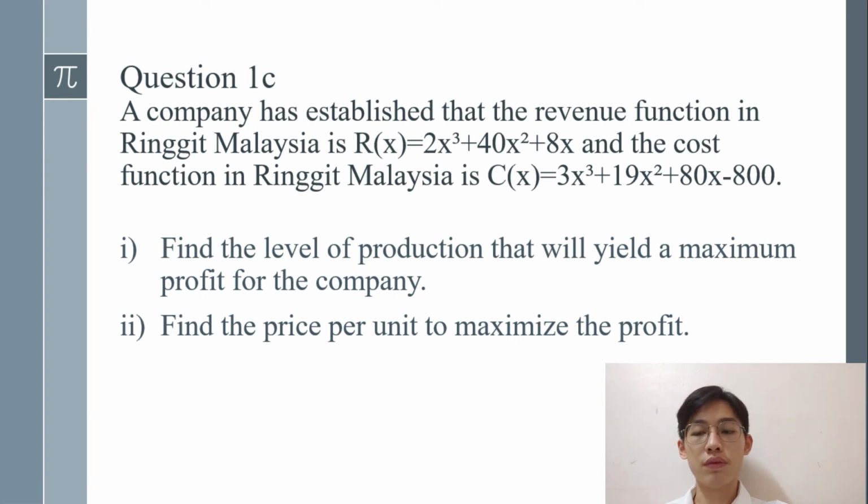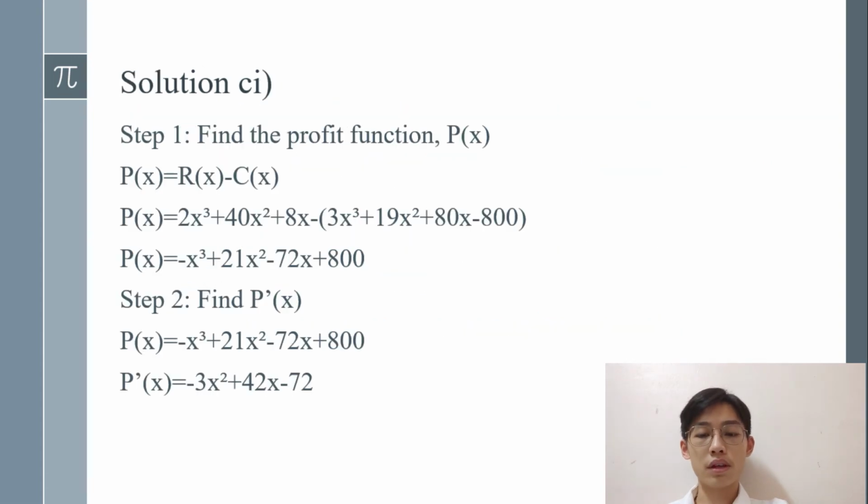For question C, a company has established the revenue function in Ringgit Malaysia and the cost function in Ringgit Malaysia. Question 1 is find the level of production that will yield the maximum profit for the company, and question 2 is find the price per unit to maximize the profit. For the first step to solve question C1, we need to find the profit function first, that is revenue function minus cost function. Therefore, the profit function will be negative x cubed plus 21x squared minus 72x plus 800.